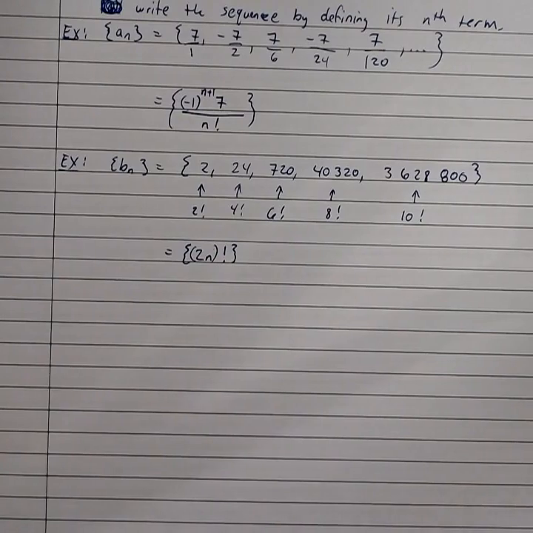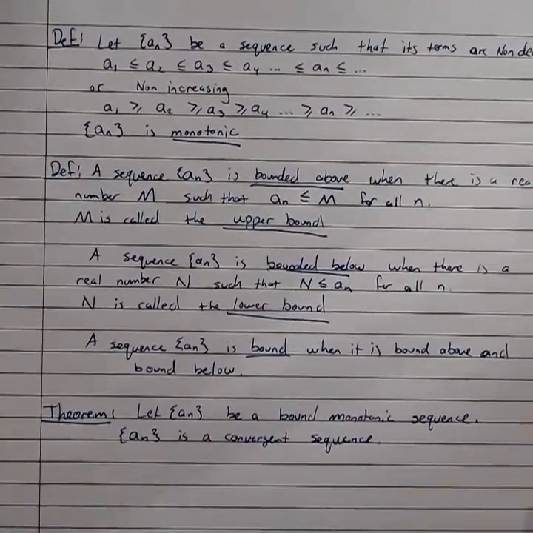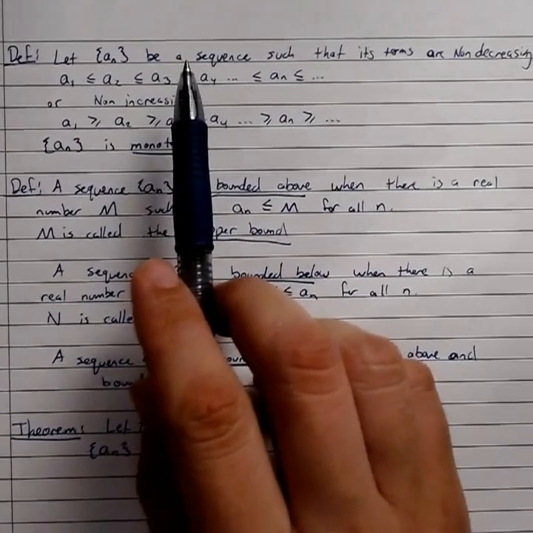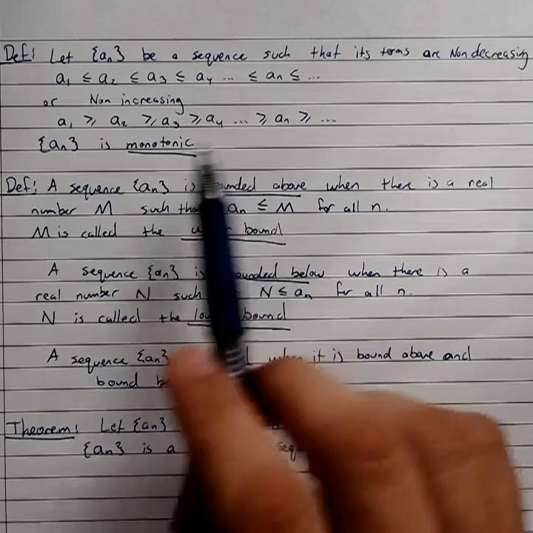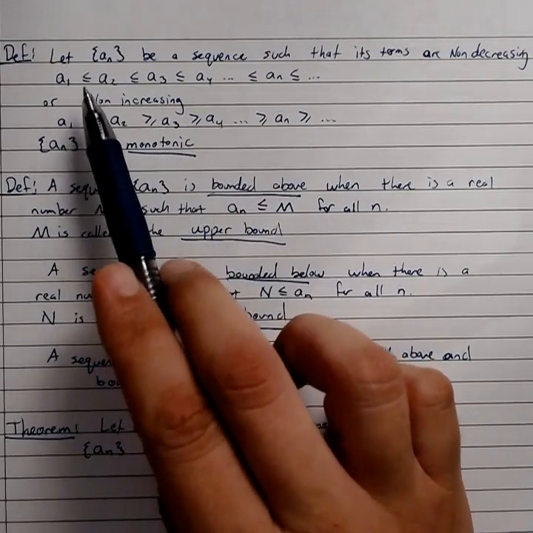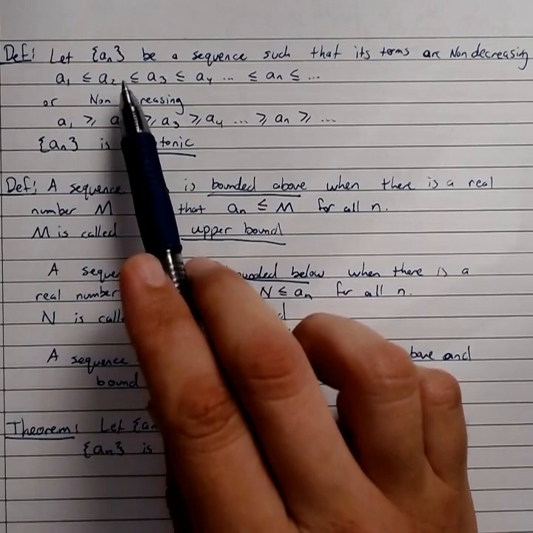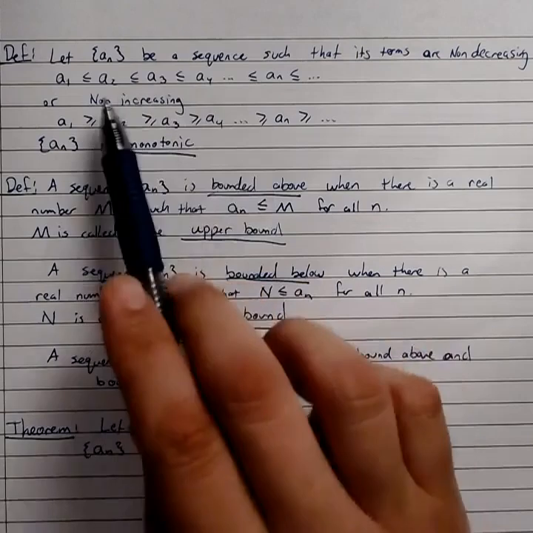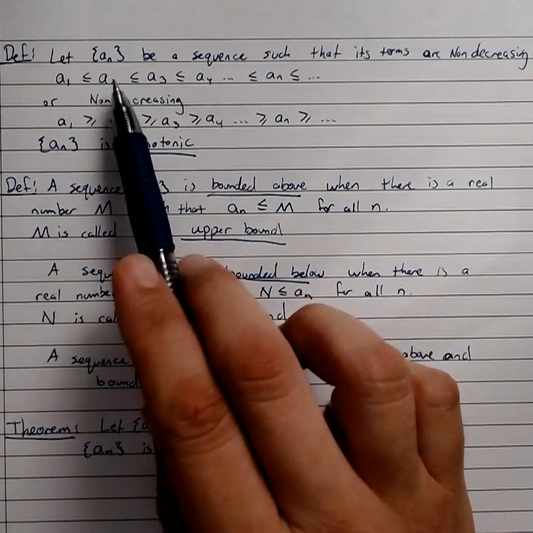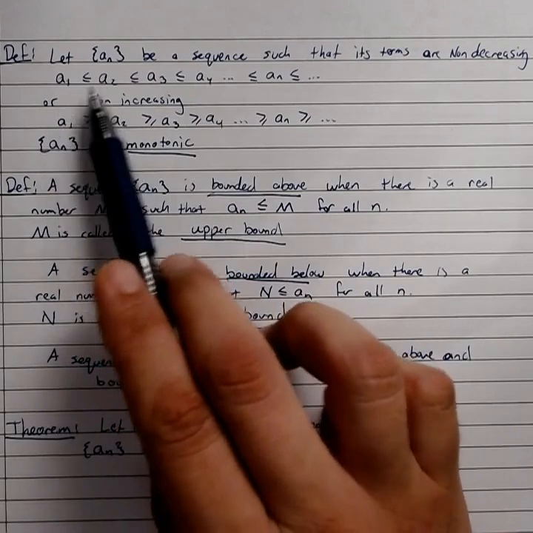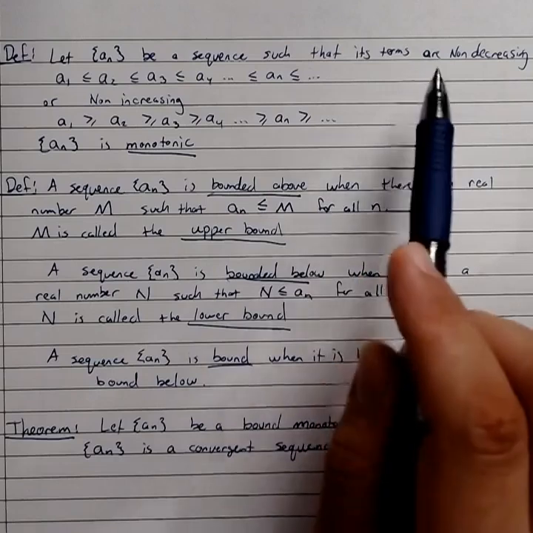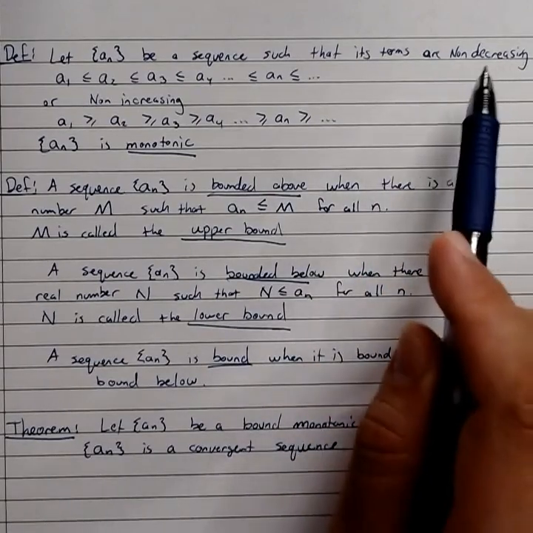Finally, let's go ahead and wrap up this section with a few definitions that are necessary for this final theorem. Let's let A be a sequence such that all of its terms are non-decreasing. What we mean by that is A sub 1 is less than or equal to A sub 2, which is less than or equal to A sub 3, which is less than or equal to A sub 4, and so forth. In other words, every term is going to be bigger than the one before it, or maybe equal to the one before it. So the sequence always increases or stays the same. It never decreases. It's non-decreasing.